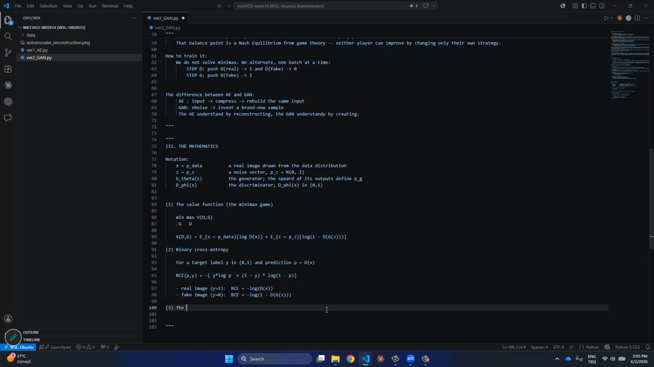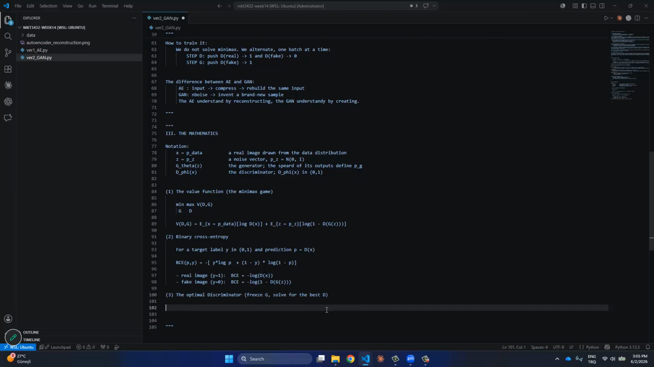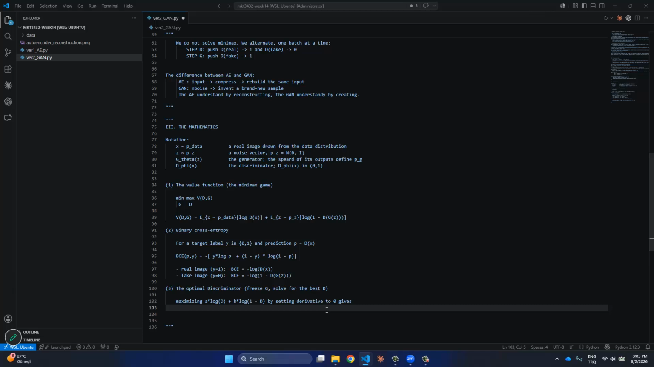But what is the optimal discriminator here? This is also important. We need to freeze G and solve for the best D. How can we do that? We maximize A times log D plus B times log(1 minus D) by setting the derivative to 0, which gives D* = A divided by (A plus B).